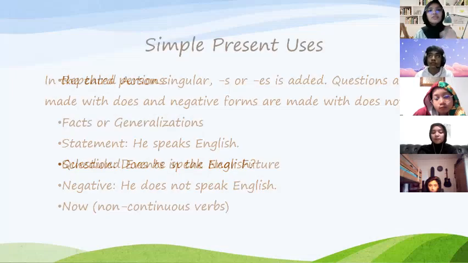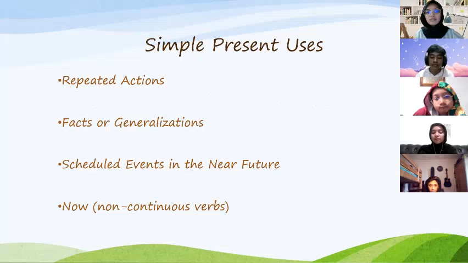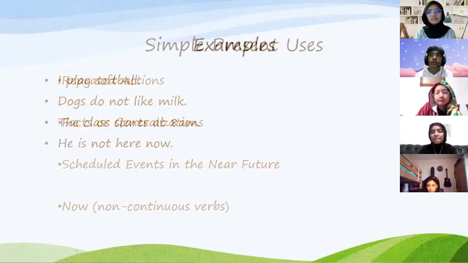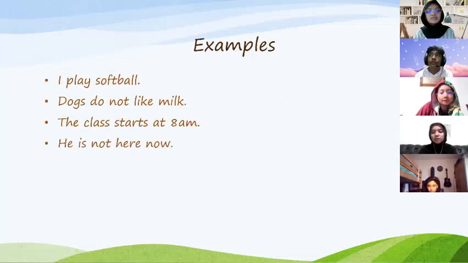So as you can see, you can use simple present tense for 4 types of sentences or actions. For example, repeated actions, facts, scheduled events in the near future, like something in the next hour or the next day, and also for now. Okay. Examples: I play softball. Dogs do not like milk. The class starts at 8 a.m. and he is not here now. Do you follow me?